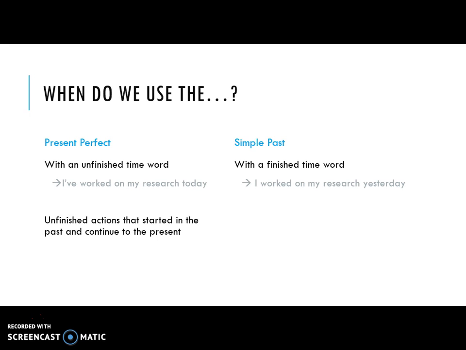We use present perfect with unfinished actions that started in the past and continue to the present. Simple past is used with finished actions. So, for example, I've taught present perfect. This action started in the past, and it continues to the present. I still teach present perfect in the present. So, we use present perfect. Finished actions. I taught past simple. We can imagine that I taught it once or twice only in the past. I do not continue to teach it in the present. So we use past simple.